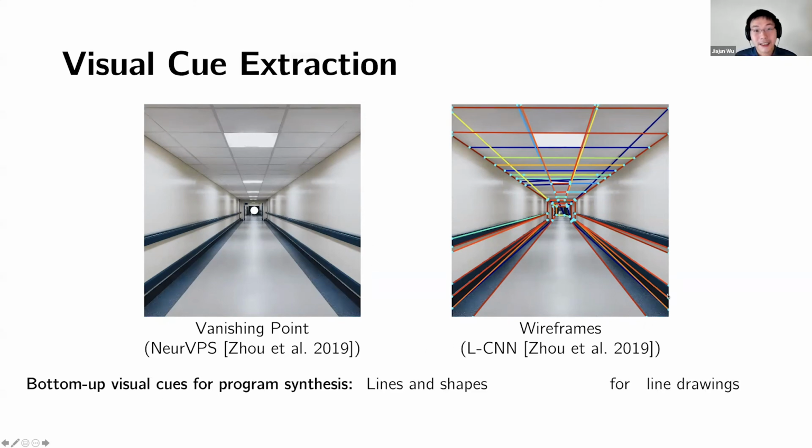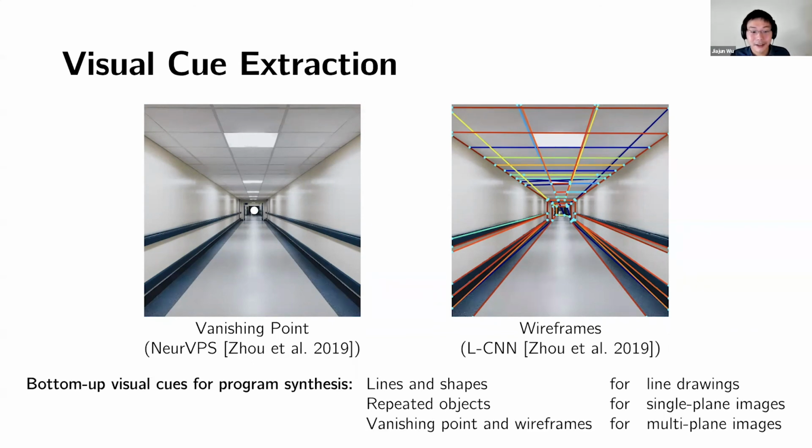Well, as we have seen for line drawings, people say, okay, let me first try to find the lines and rectangles. For simple geometric primitives, they'll say, okay, let's try to find spheres and cubes. And later, for single plane images, we can use the repeated objects or repeated activations in AlexNet. And now for multi-plane images, the cues are vanishing points and wireframes.